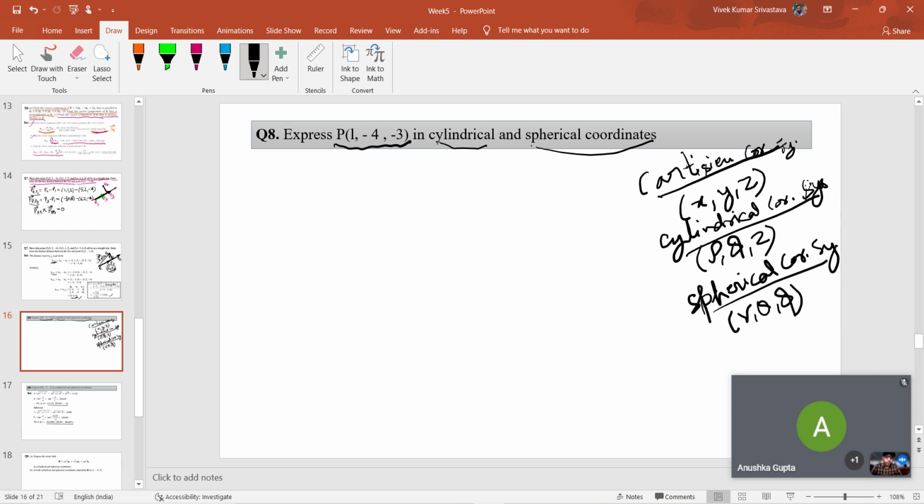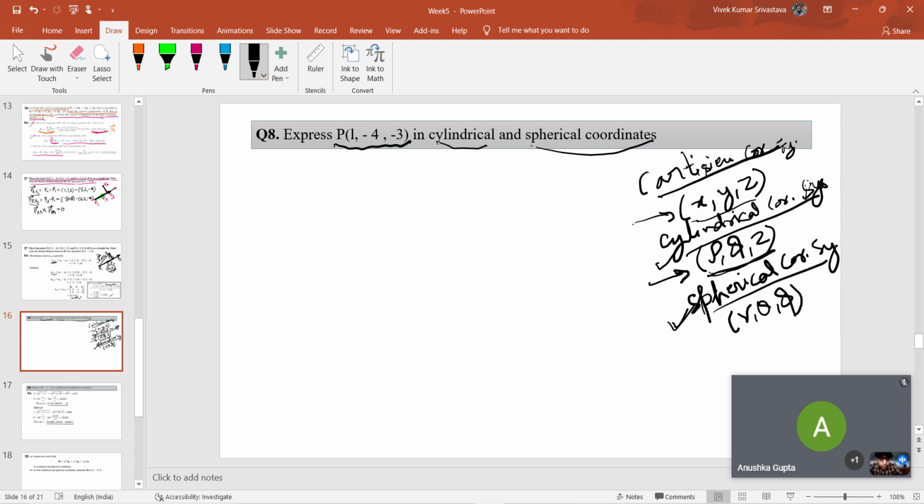Okay, so in this question, this Cartesian coordinate point is given to us, and we have to find out the point that represents it in the cylindrical coordinate system and the spherical coordinate system. So here I am trying to give you a concept of how you can easily find the value of this point in the cylindrical coordinate system. For the spherical coordinate system you can analyze it by yourself.